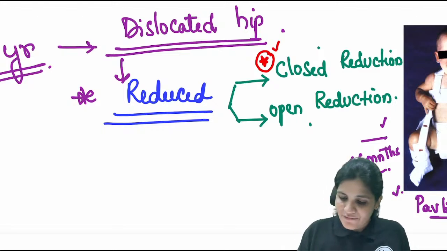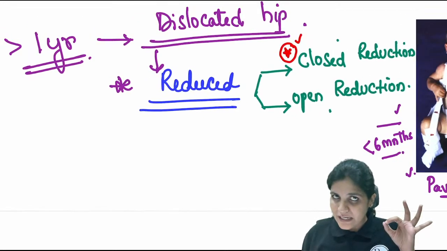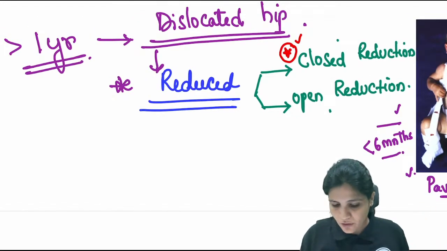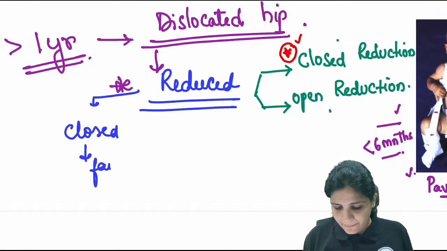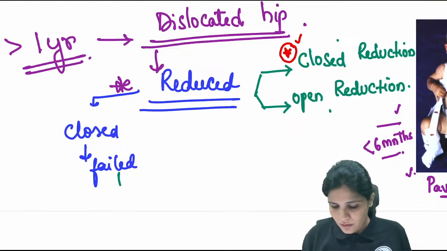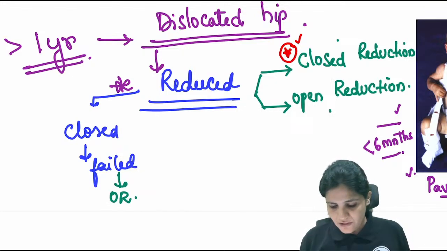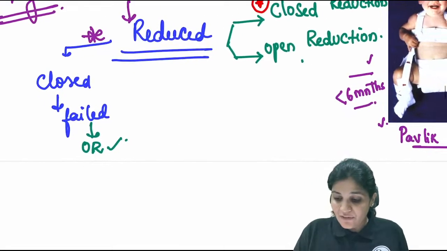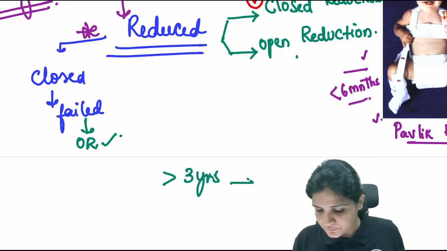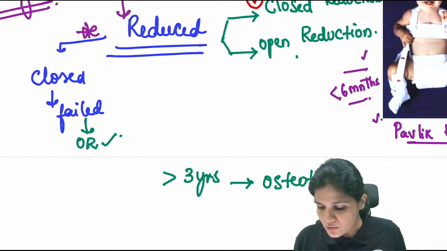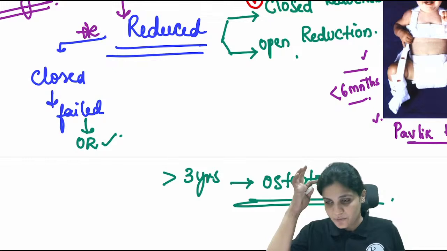So after 6 months to 1 year, you will try to reduce the hip. First you will go for closed reduction. If it has failed, then you go for open reduction, that is OR, right? So this is OR, open reduction. And if the baby is older, for example 5 years, 6 years, then you also have to do what are called osteotomies. So osteotomies have to be done, right?